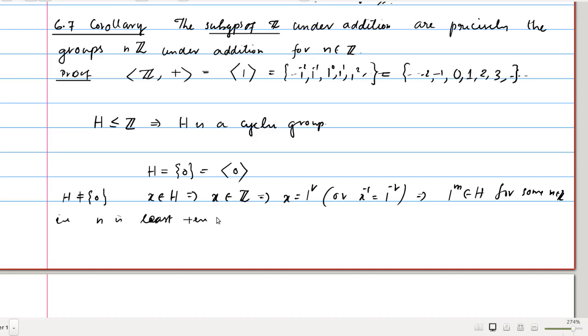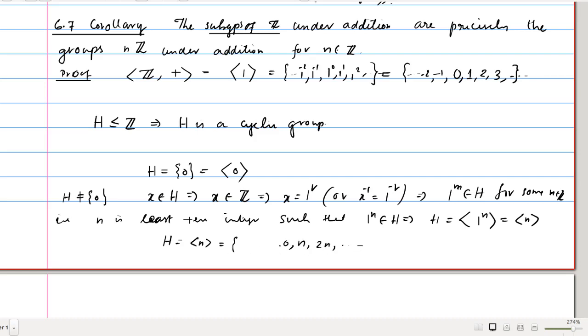Okay, now we choose the least such number as n, that is n is the least positive integer such that 1 raised to n belongs to H. This implies H is equal to the cyclic subgroup generated by 1 raised to n by the previous theorem, that is the cyclic subgroup generated by n. This subgroup generated by n consists of 0, that is n raised to 0, n, 2n, 3n, etc., and minus n, minus 2n, etc. Okay, this is what we call nZ.